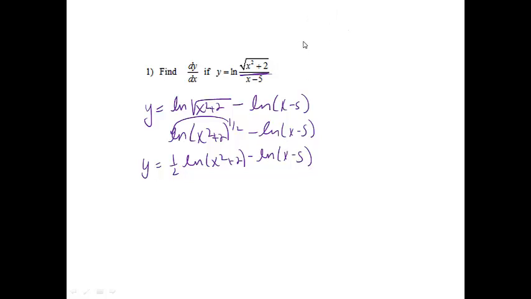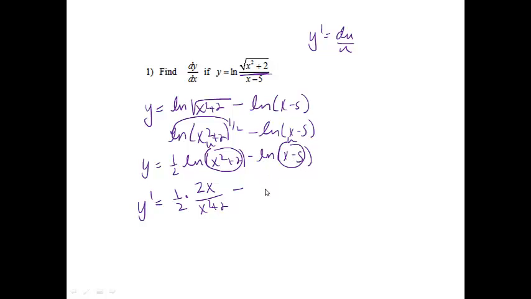Please remember the derivative of ln u is going to be du over u. So that's what I'm going to be doing in this first case. x squared plus 2 will be my u, and in the second case, x minus 5 will be my u. So y prime equals 1/2 is a constant, so it's just going to tag along for the ride. The derivative of ln of x squared plus 2 is going to be du over u, so the derivative of x squared plus 2 is 2x over u, which is x squared plus 2, minus, again, du over u, the derivative of x minus 5 is 1 over u.